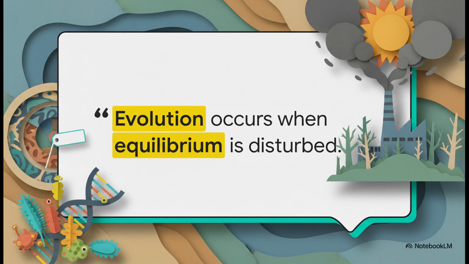And I want to leave you with one final provocative thought derived straight from the Hardy Weinberg principle. Evolution only occurs when equilibrium is disturbed. So if human actions, things like pollution, climate change, and habitat destruction, are currently disturbing the natural equilibrium of our planet at record speeds, what dramatic, unprecedented evolutionary changes are we triggering in the natural world right now?